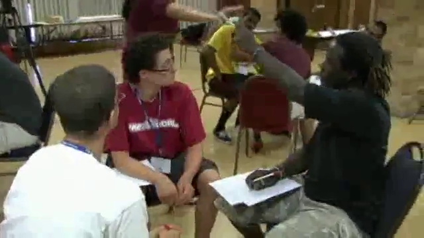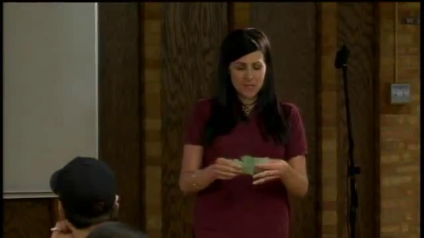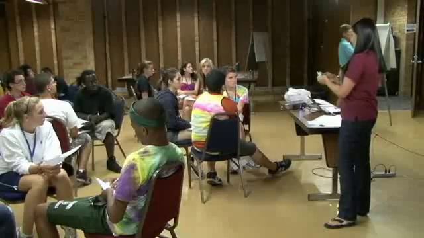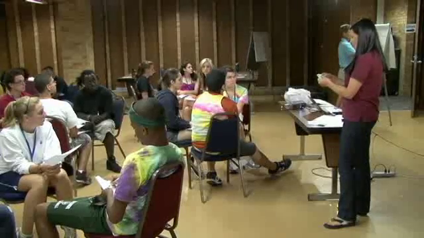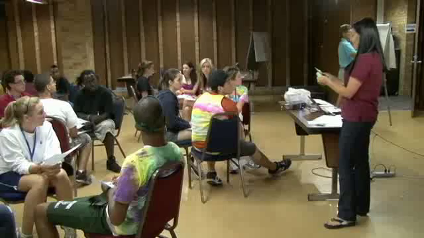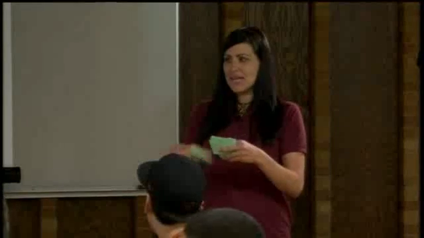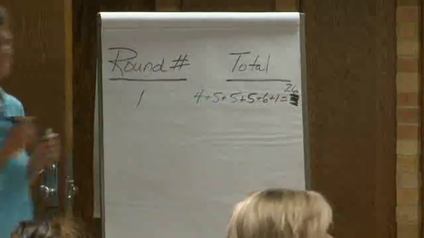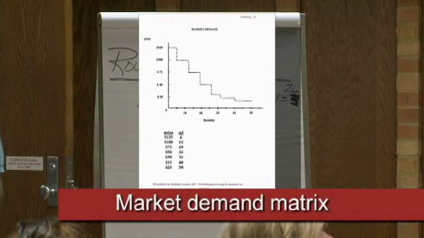Collect their decision cards, total them up, and announce the market supply. Okay, I have here the production decisions from all the groups, and in no particular order, let's figure out our total production. We have 4 plus 5 plus 5 plus 5 plus 6 plus 1. Our total is 26.